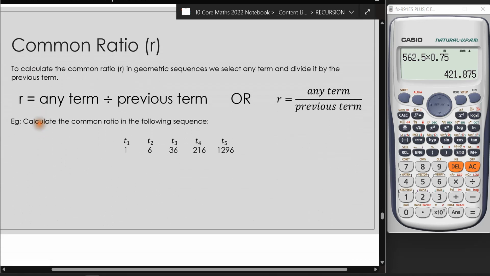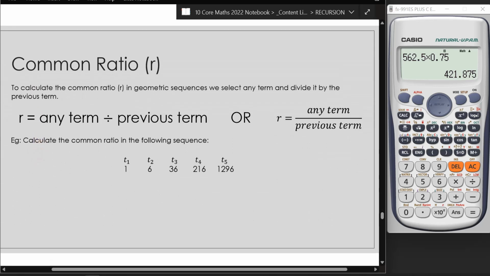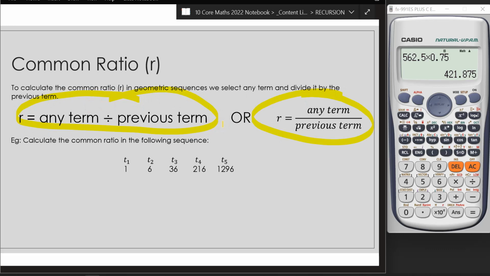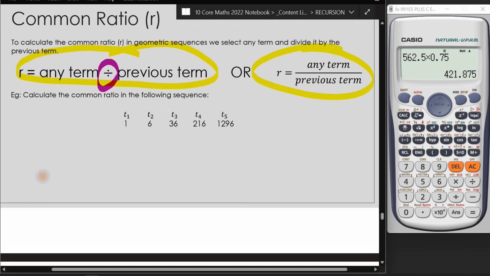All right, so how do you calculate the common ratio? Here is the formula that I'd like you guys to either note down or write down somewhere if you don't have the notes. Either of these two are fine, they're the same thing. The common ratio is calculated when you get any term and you divide it by the previous term. So it's any term divided by the previous term. That's how you get the common ratio. So let's test that formula.